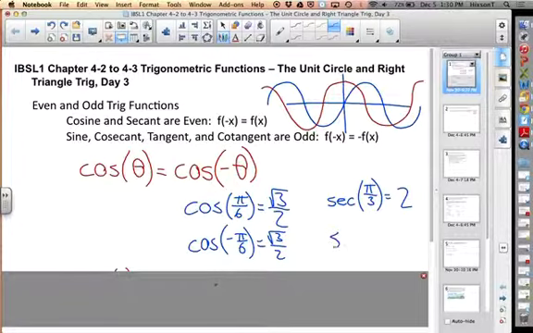Alright, so what's the secant of negative pi over 3? Oh no, it's secant. Cosine and secant.